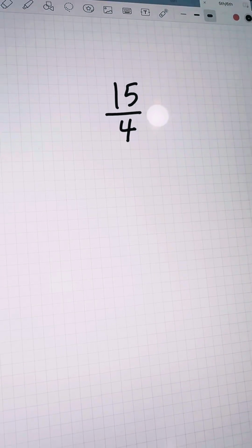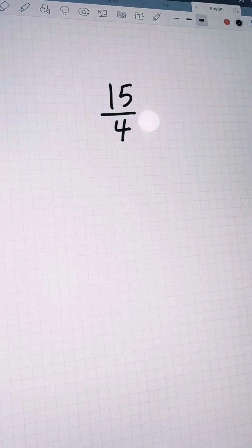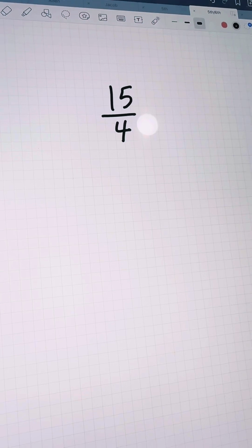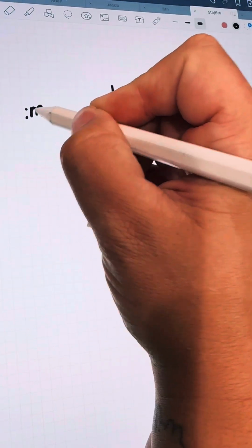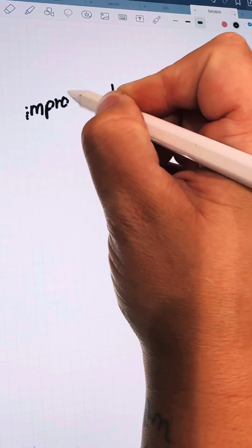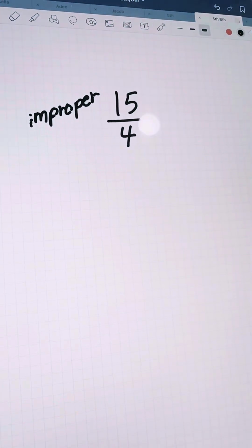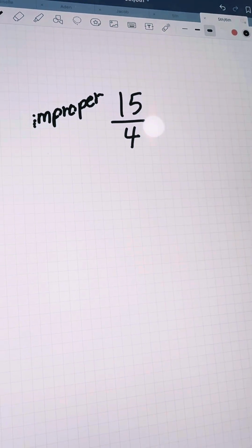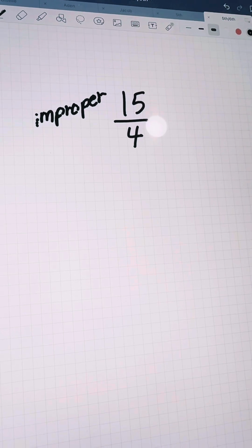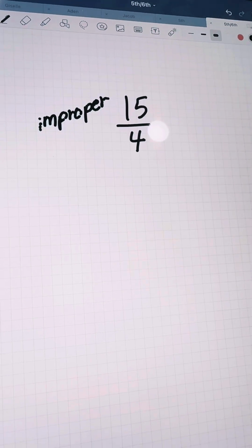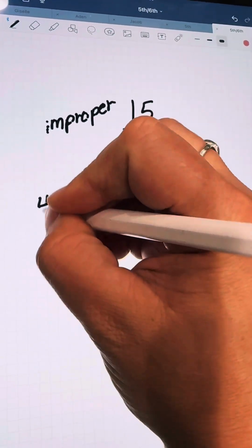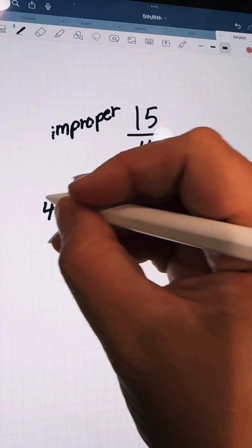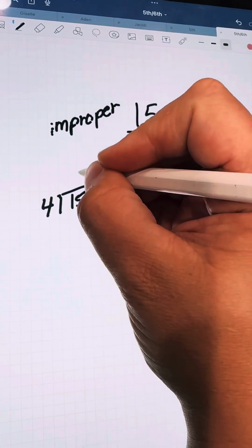Okay, I want to give you the situation where if you run into your answer having a bigger number on top than on bottom, this is an improper fraction, and we don't like that. We have to fix that to get it to submit or get me to give you credit for it. That's simply dividing. We're going to do 15 divided by 4. 4 goes into 15 3 times.